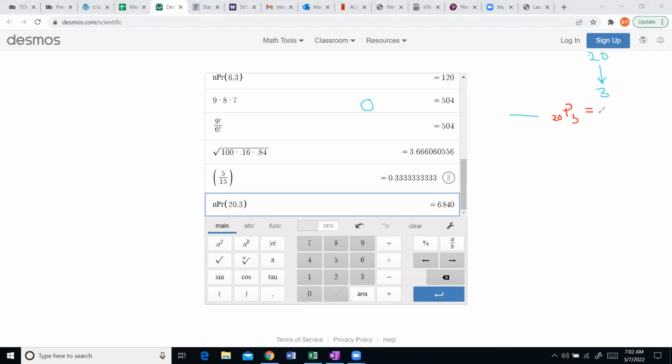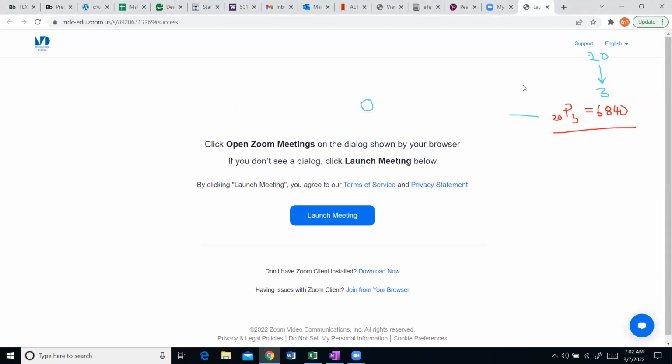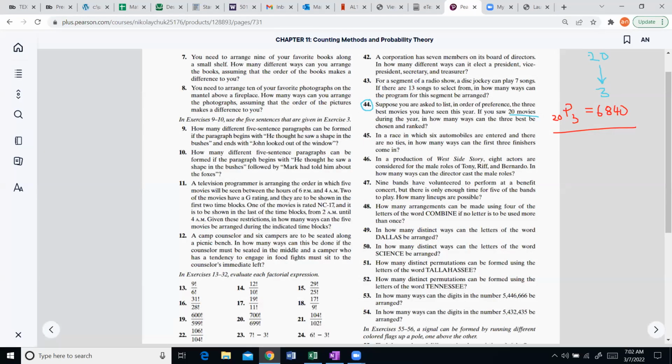It's 6,840 possibilities. So this is my answer. I used the calculator and found those permutations.